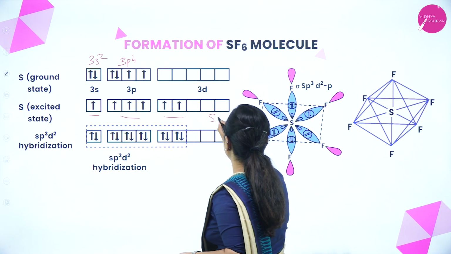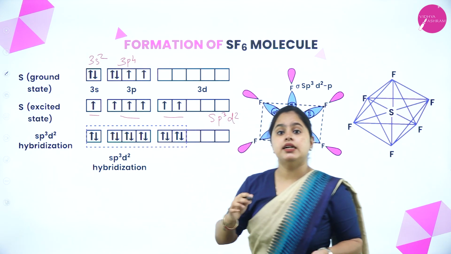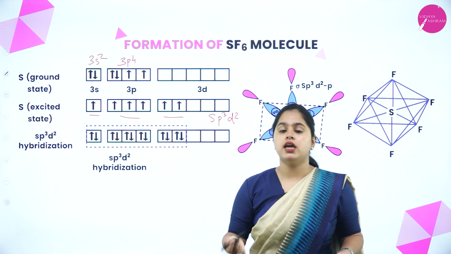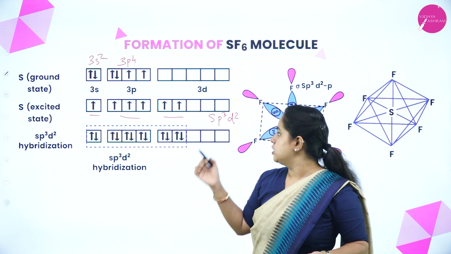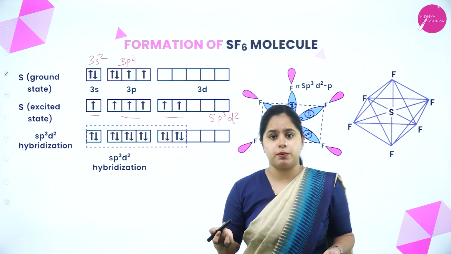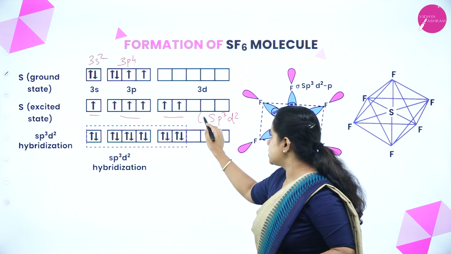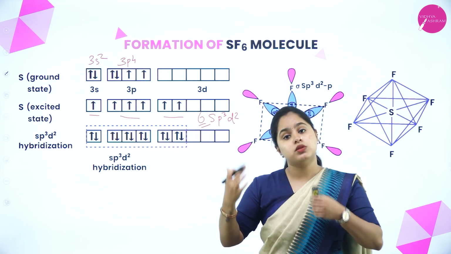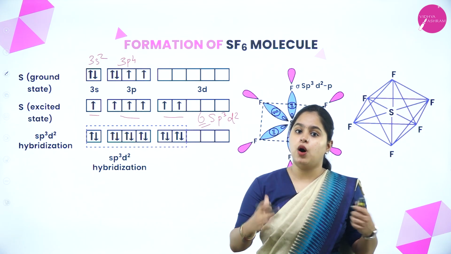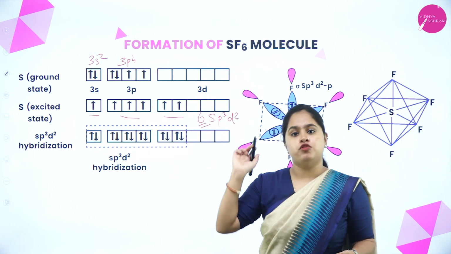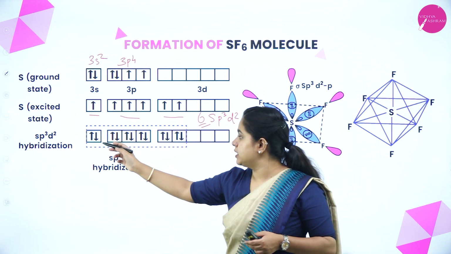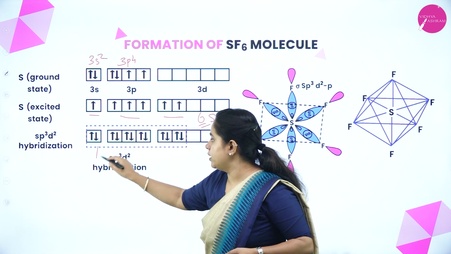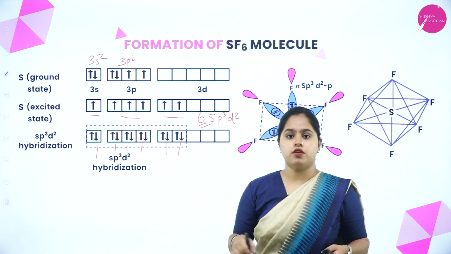So, what hybridization will it form? It will be sp3d2 hybridization, right? 1 s, 3 p and 2 d orbitals are taking part in hybridization. So, sp3d2 hybridization will be formed and a total of 6 sp3d2 hybrid orbitals will be formed, and now those 6 hybrid orbitals will form chemical bonds with each of the fluorine atoms, right? As you can see, these are the 6 sp3d2 hybrid orbitals. Now, each of them will form a chemical bond with a fluorine atom.